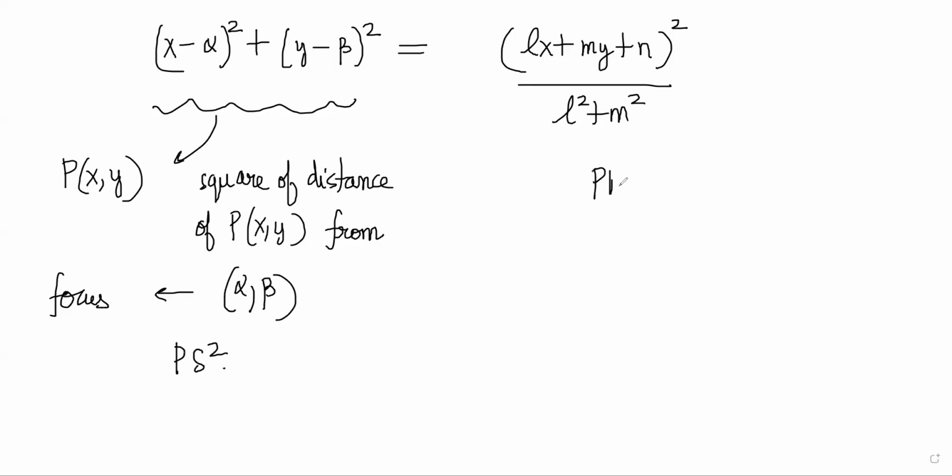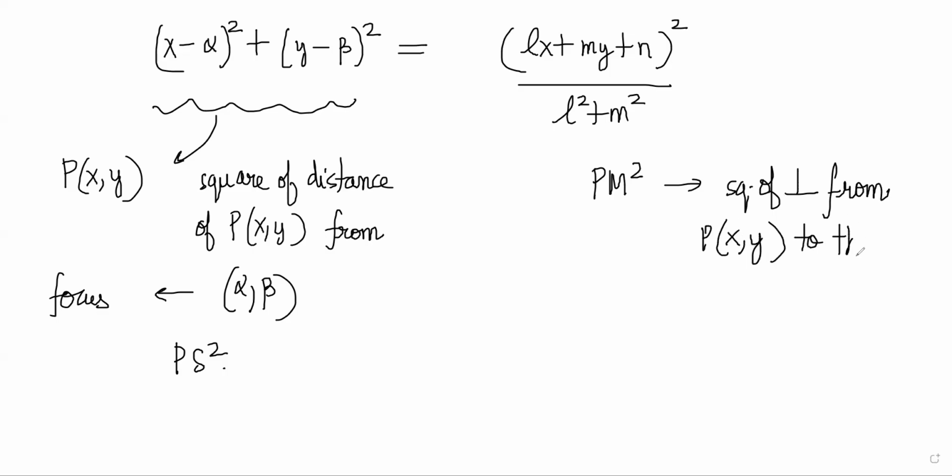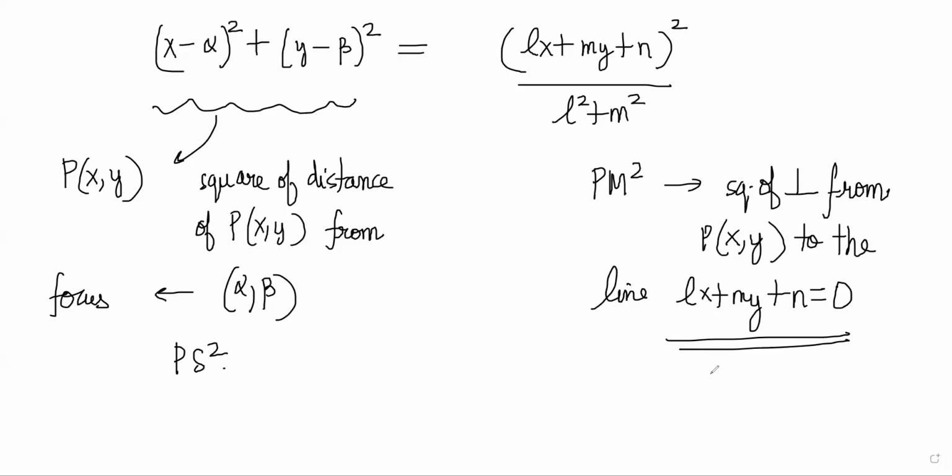And here I have written PM square, which is the square of the perpendicular distance from the variable point P(x, y) to the line Lx plus my plus n is equal to 0, right? So this line is our directrix. So in general, when you have a situation where the directrix is not a nice vertical line, you should write the standard equation by this method. This is PS square is equal to PM square. That is what I am doing, right?